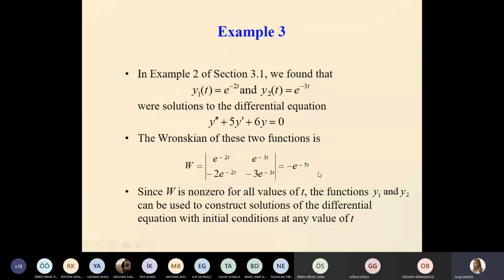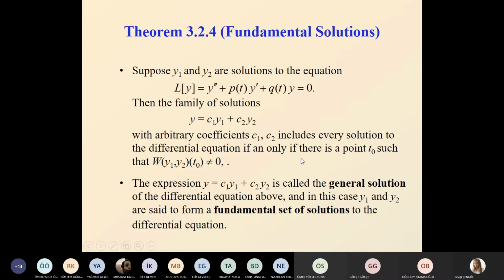So it is not zero anywhere. So your Wronskian is not zero. You can say that they form the fundamental set of solutions, and their linear combination is going to be the general solution of your differential equation. So this is the general set of solutions. Y1 and Y2 is the fundamental set of solutions. And you need to make sure that the Wronskian is not zero. And other than that, solving is the easy part.